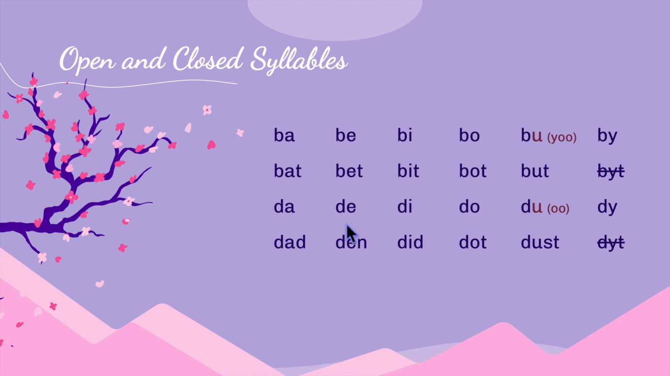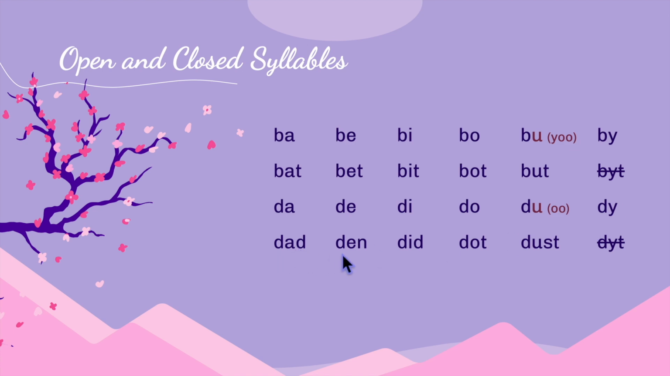In this row, we have open syllables, so we are going to use the long vowel sound. Day, dee, die, do, and die. Notice that this uses the U sound, bew, and this one uses the oo sound of long U, do.